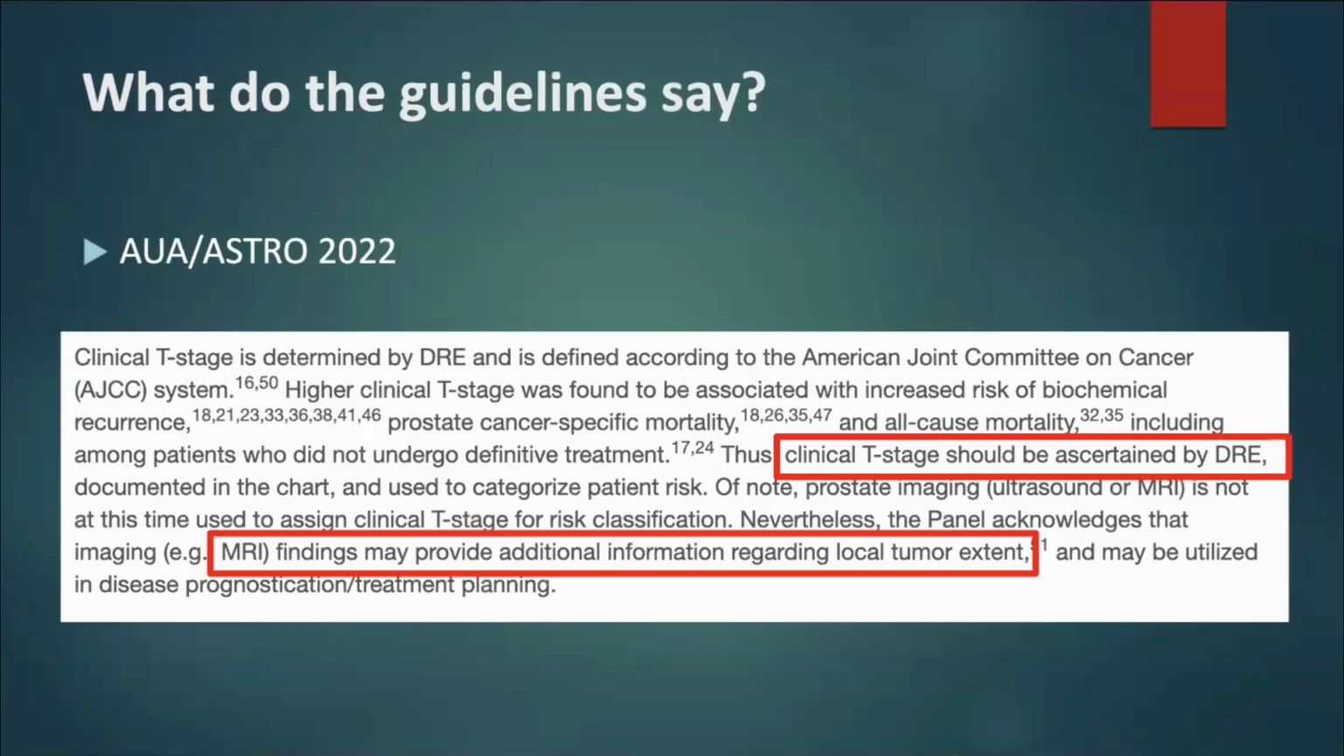This is a passage from the AUA/ASTRO guidelines. They say that clinical T stage should be principally ascertained by DRE. There is a bit of a nod towards MRI, and they say that findings may provide additional information regarding local tumour extent and may be utilised in disease prognostication and treatment planning.